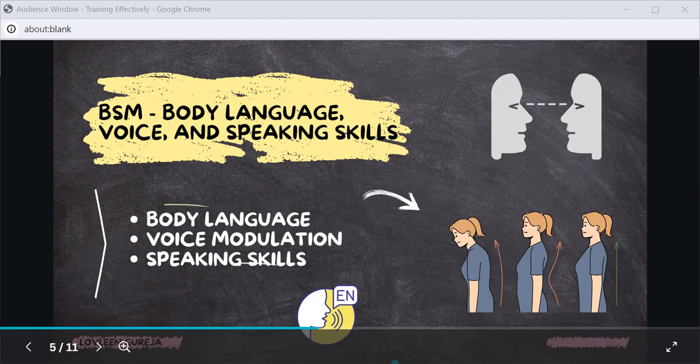Speaking skills. Now, voice modulation is great, but at the same time, the way you speak, what you speak is also important. So speak words with clarity, articulate your thoughts, use clear pronunciation, because clear pronunciation enhances understanding. It ensures the message is conveyed accurately.